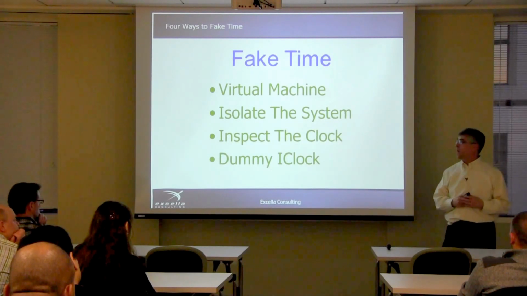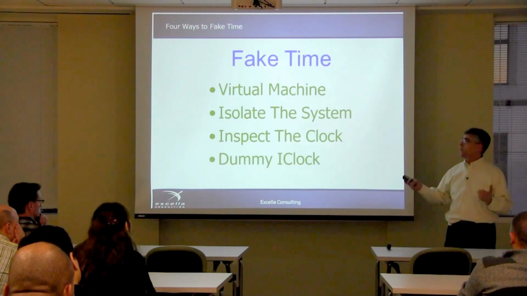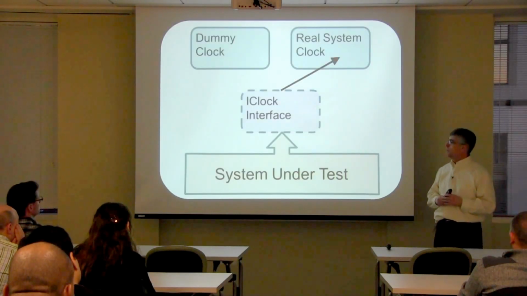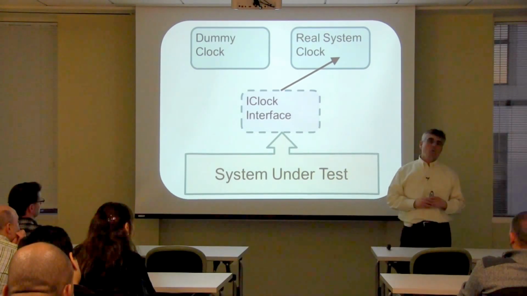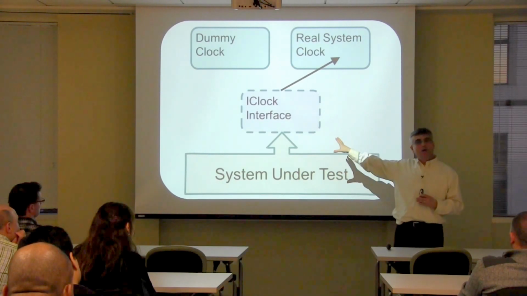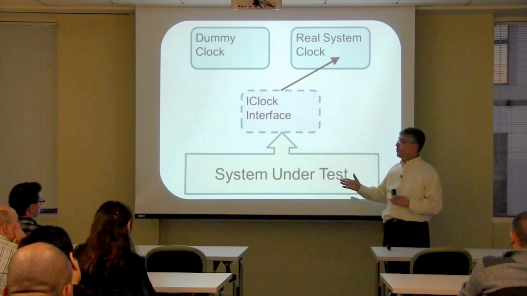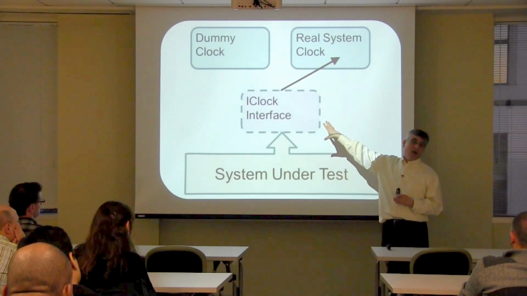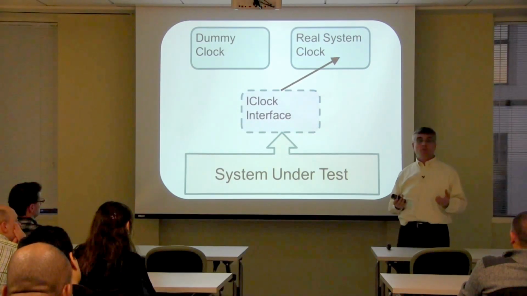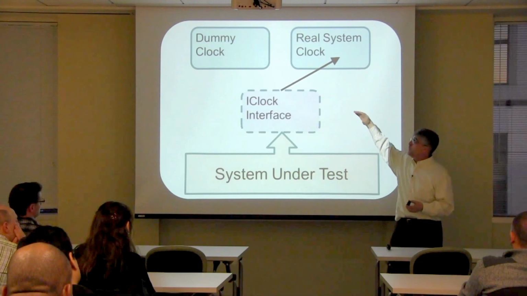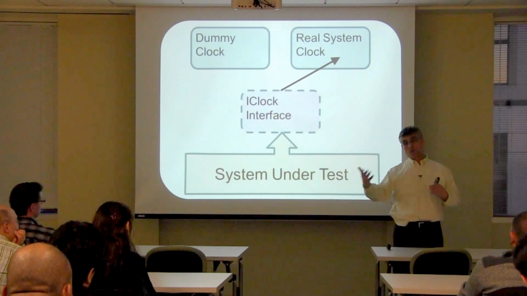And then the third one I'll talk about a little bit more in depth is the idea of a dummy iClock interface. So let me show you what that might look like. The system under test might talk to the system clock through an interface of some sort. And here I've devised one called the iClock interface. So the developers will all program to this iClock interface instead of the system clock. By default, it'll always point to the real system clock. But through configuration, it can be pointed to a dummy clock. And the test code can control that dummy clock.